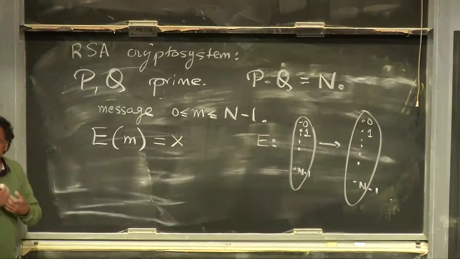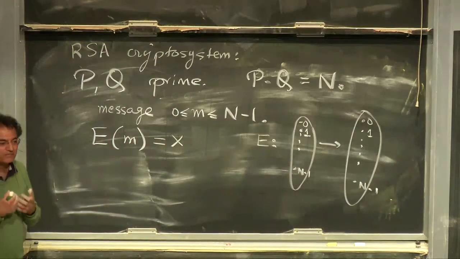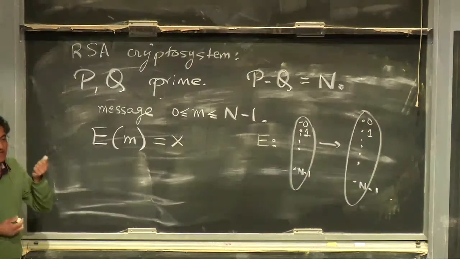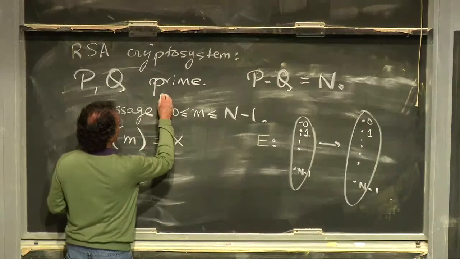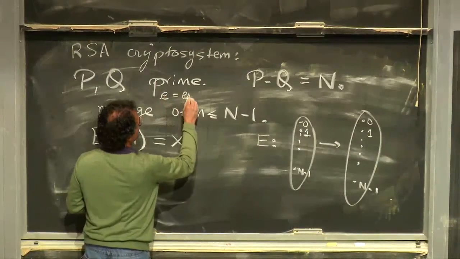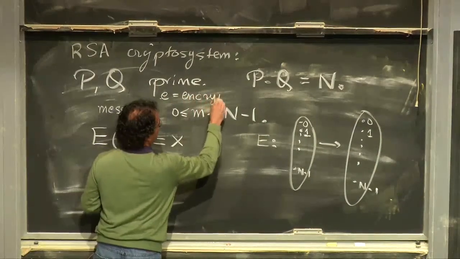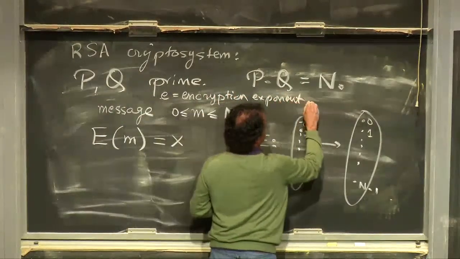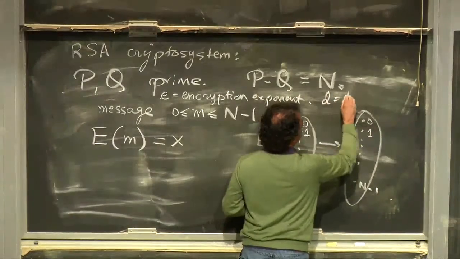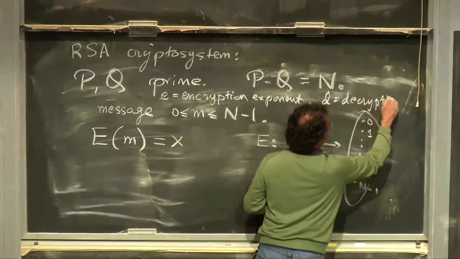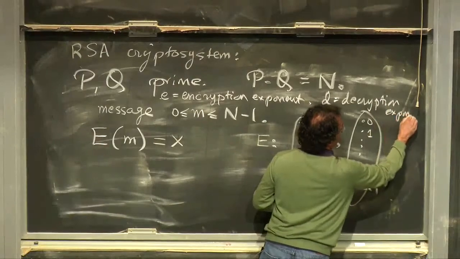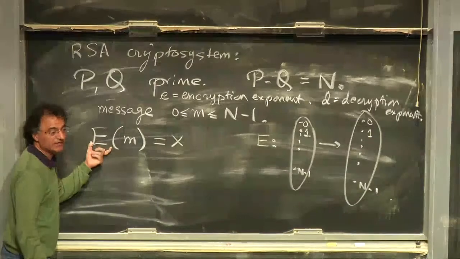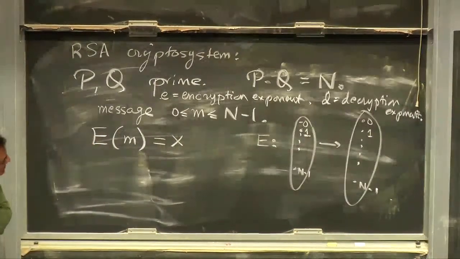What's this encryption function? Well, it's something very simple. It turns out that there are two different numbers, E and D. There's E, which is the encryption exponent, and D, which is the decryption exponent. And these are used to compute the function E and the function D.